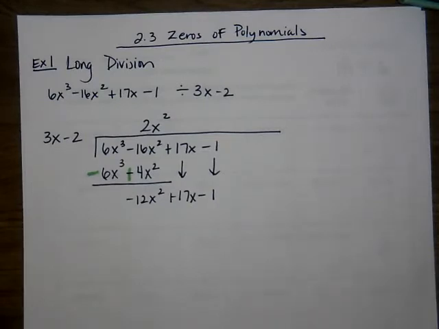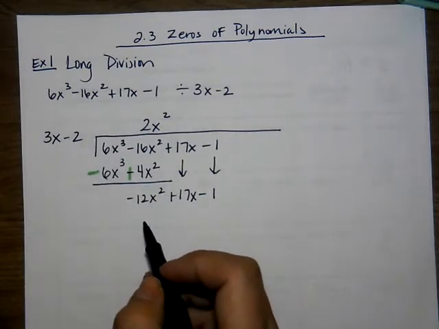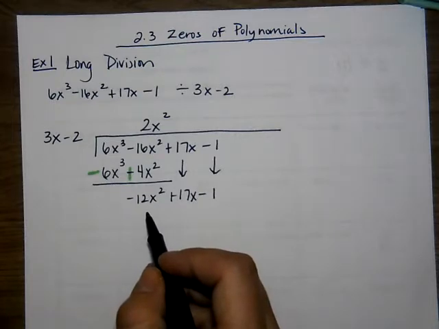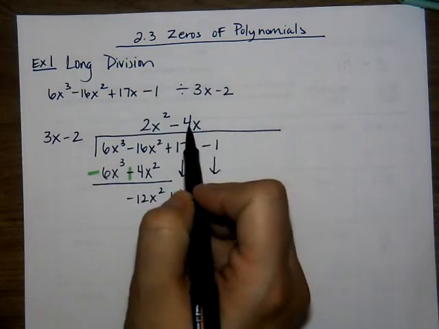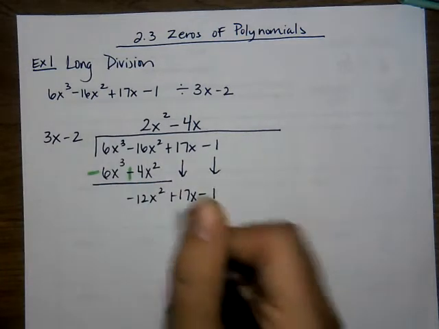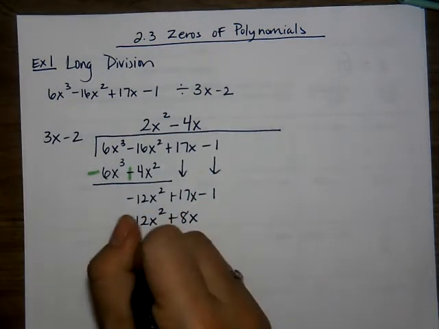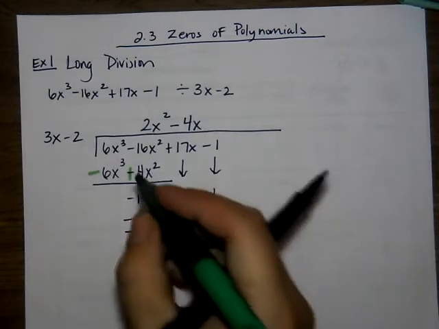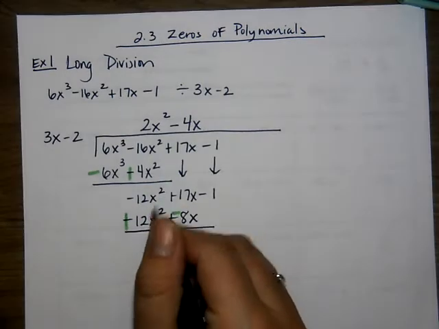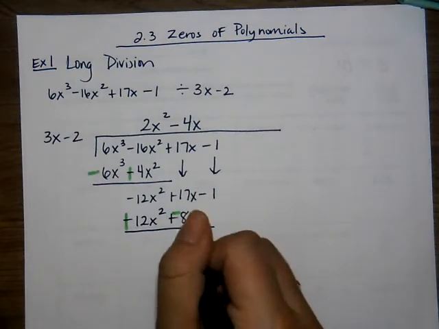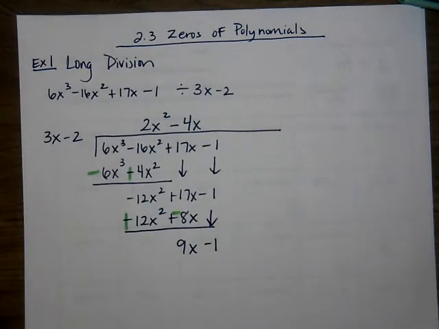Once you're here, remember you start over. So then you ask yourself again, how do I take 3x and change it to a negative 12x squared? What do you have to multiply that by? Negative 4x. So then I'm going to have a minus 4x here. I take that minus 4x and I distribute to my 3x minus 2. And that gives me a negative 12x squared plus 8x. Again, you're subtracting these terms, so each one of these signs has to change. The first terms cancel, so I'm on the right track. This gives me, let's see, 9x. And then I drop down what's remaining, which is the minus 1.